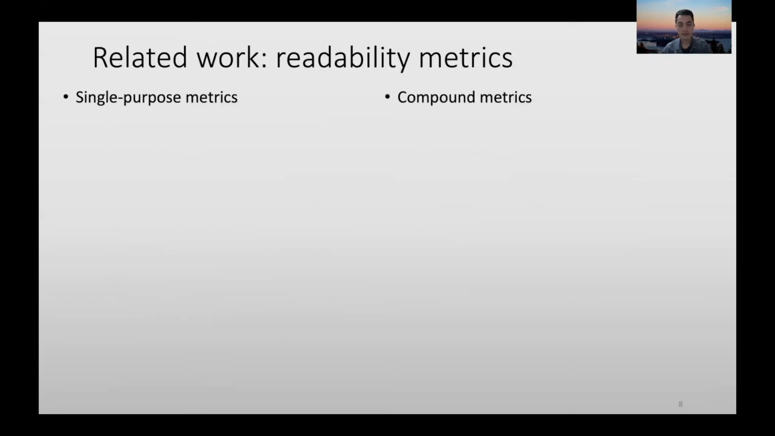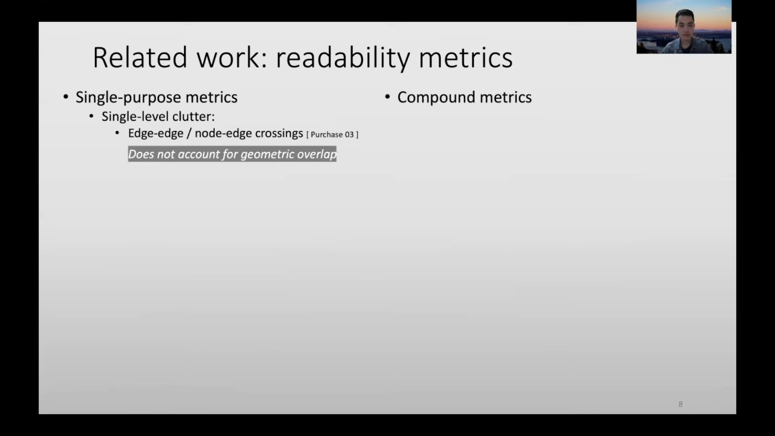There is a lot of related work on readability metrics. We roughly categorize them into two bins, single-purpose ones and compound metrics. For single-purpose metrics, most of them are about single-level clutter, such as edge crossings. As I mentioned before, it does not account for the amount of geometric overlap. There is some work that deals with edge crossing angles, but this one does not account for a just touching case, which I will talk about later.